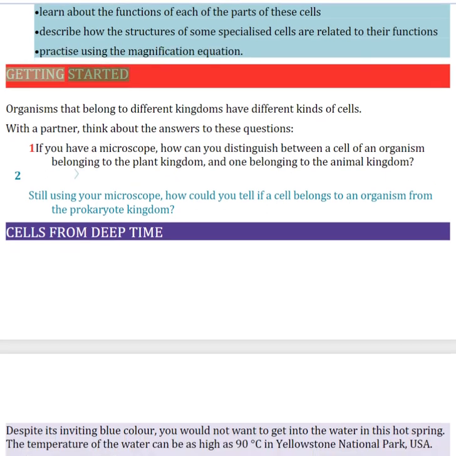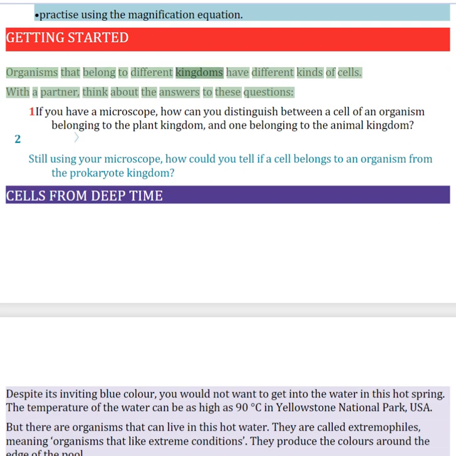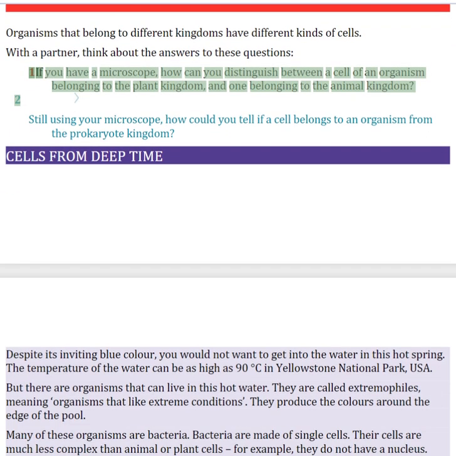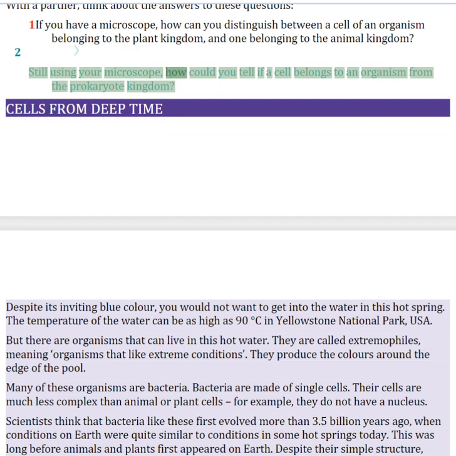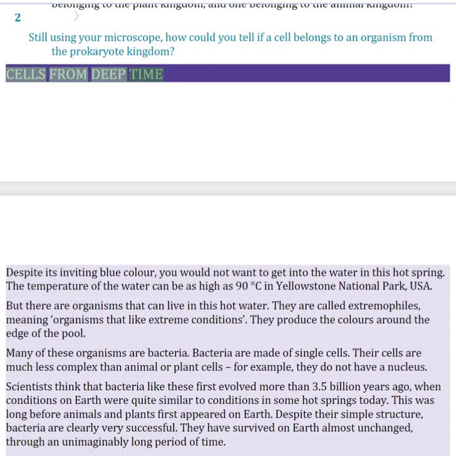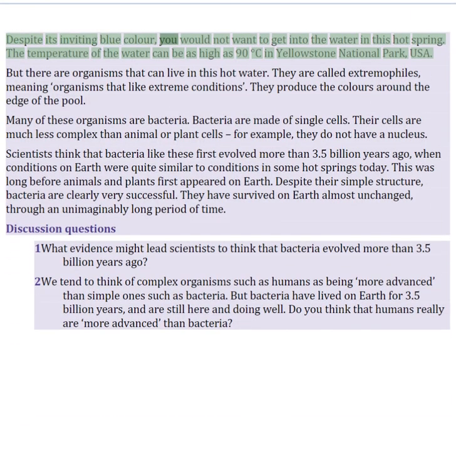Getting started. Organisms that belong to different kingdoms have different kinds of cells. With a partner, think about the answers to these questions. 1. If you have a microscope, how can you distinguish between a cell of an organism belonging to the plant kingdom and one belonging to the animal kingdom? 2. Still using your microscope, how could you tell if a cell belongs to an organism from the prokaryote kingdom? Cells from deep time. Despite its inviting blue color, you would not want to get into the water in this hot spring.